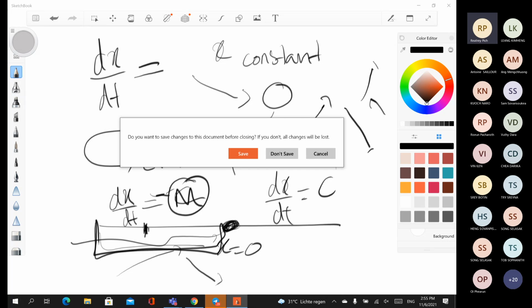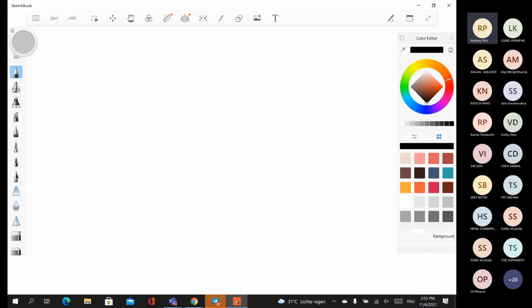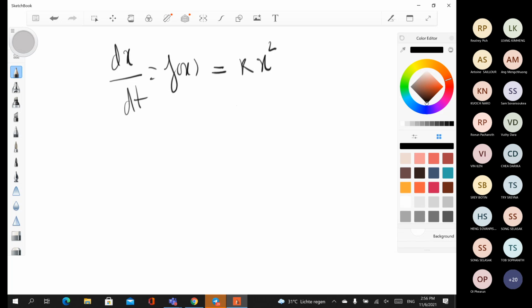The derivative is 0, okay, the value equals 0. I will give an example to you. I have dx over dt equal to f(x) equal to kx squared. So our result equals, it means that x1 equal to x2. We have 2 degrees, meaning you have two results, right?